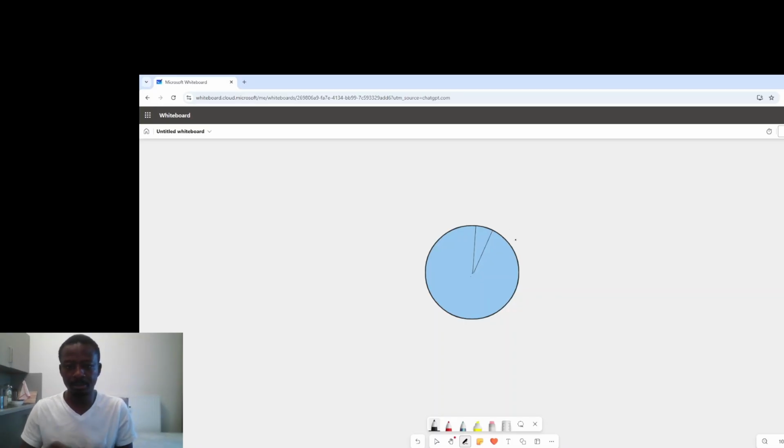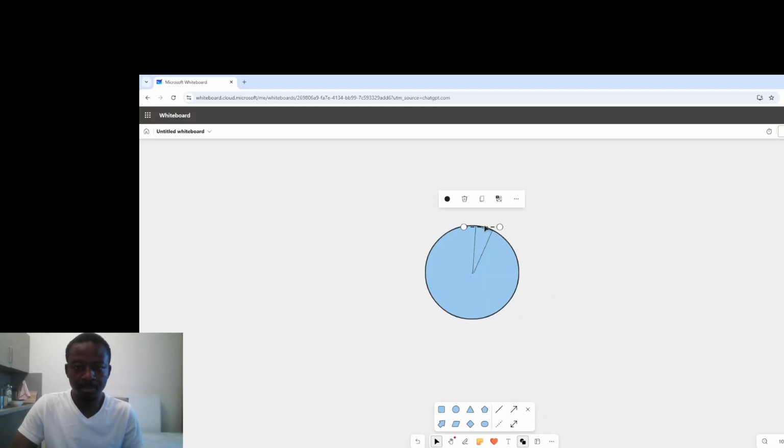Okay, and we'll have the corner, this the base. Yeah, and now let me use shape. Okay.